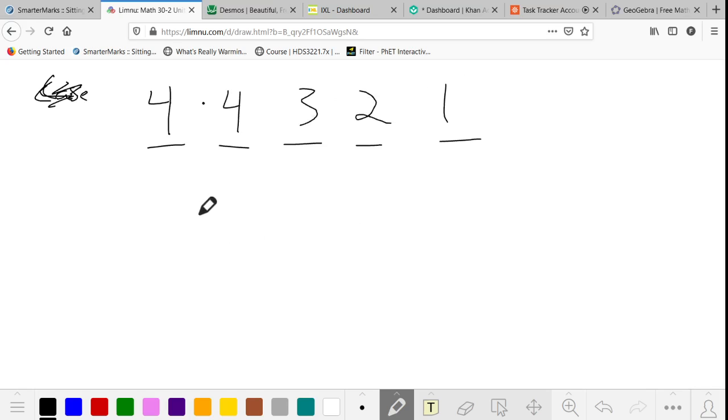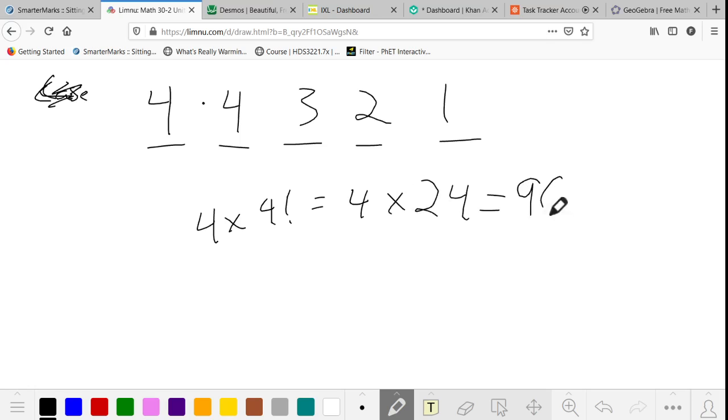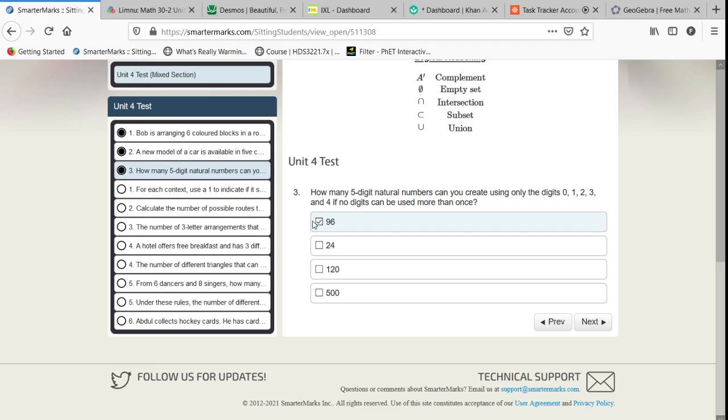Yeah. So after you say, okay, now for the rest, 0 is an option, there's 4 options left, 3, 2, and 1. So this is 4 times 4 factorial, which is 4 times 24, which gets us to the 96 that was provided in the chat. Any questions about this one?